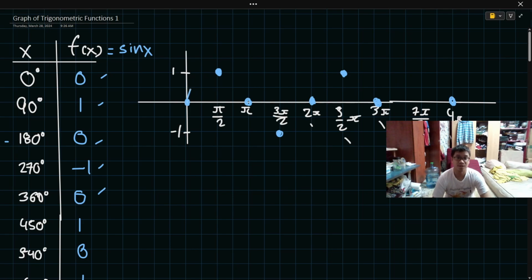Now we're going to trace the curves. Now look at this. All right, that's it. See? There you go. So this is the graph of sine. It's actually a wave-like graph.